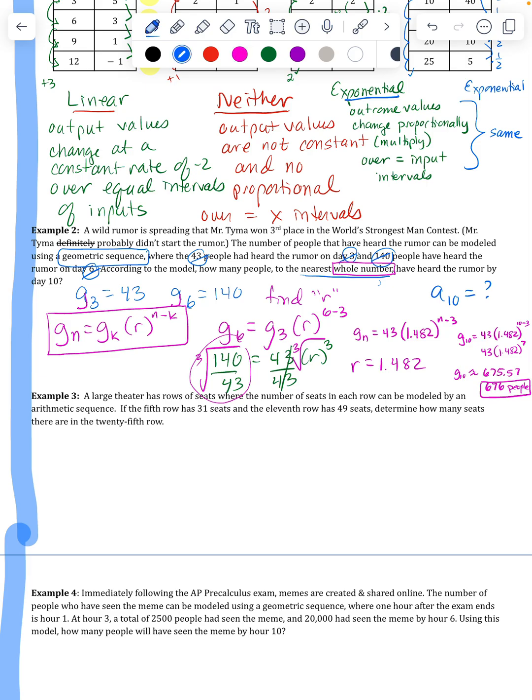All right, example 3. A large theater has rows of seats where the number of seats can be modeled by an arithmetic sequence. Terrific. The 5th row has 31 seats. So that tells me the 5th row has 31 seats. The 11th row has 49. I'm just supposed to determine how many seats there are in the 25th row. Well, I can't do that until I have an equation, and I can't have an equation until I find the common difference. So let's figure that out.